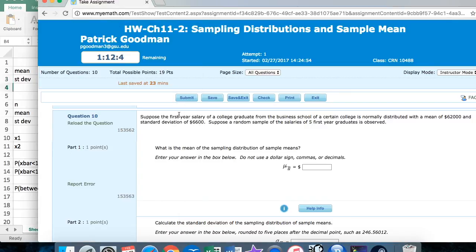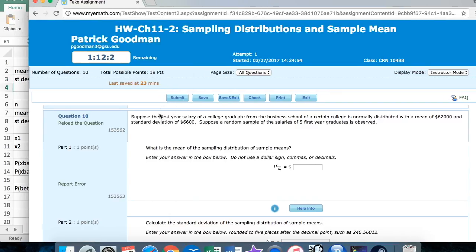Okay, so now here, remember what we're doing here. Suppose the first year salary of a college graduate from the business school of a certain college is normally distributed. So right off the bat, central limit theorem kicks in.